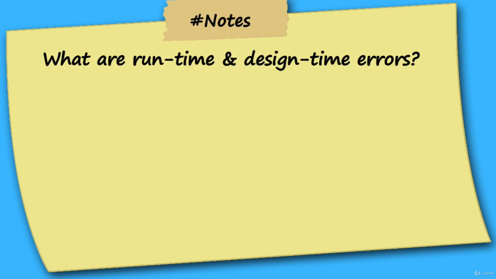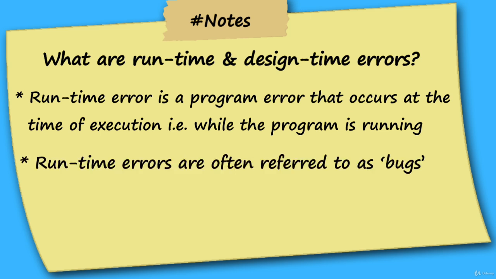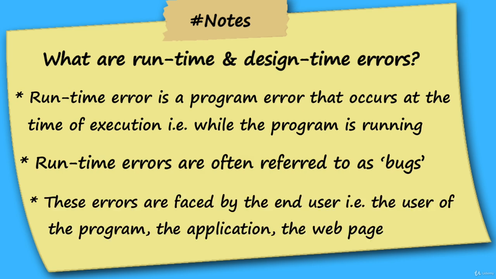Now, what are runtime and design time errors? A runtime error is a program error that occurs at the time of execution, that is, while the program is running. Runtime errors are often referred to as bugs. These errors are faced by the end user, that is, the user of the program, the application, the web page.